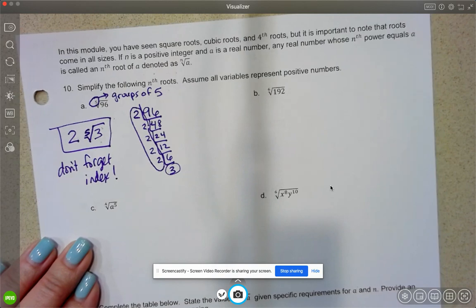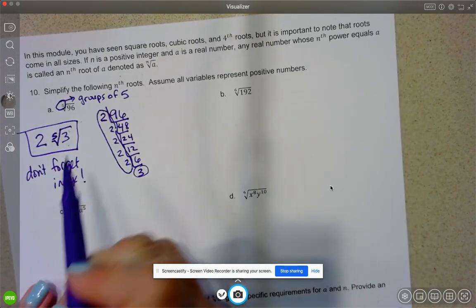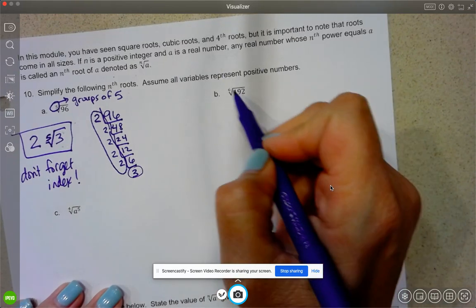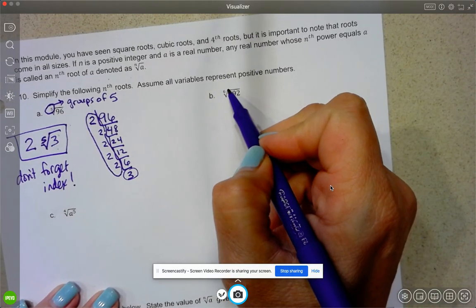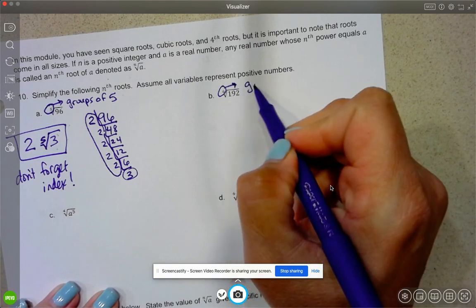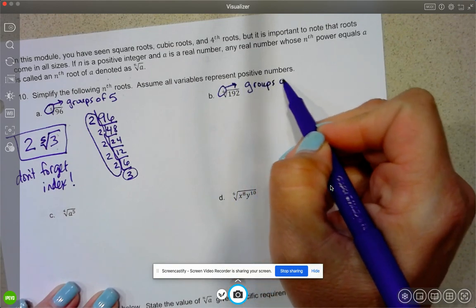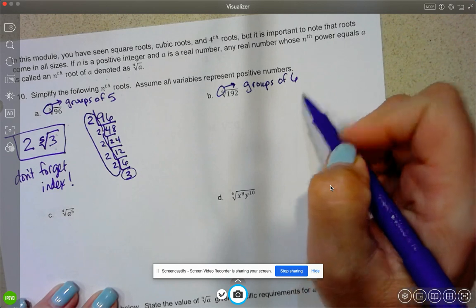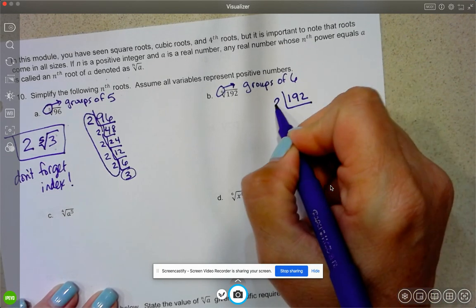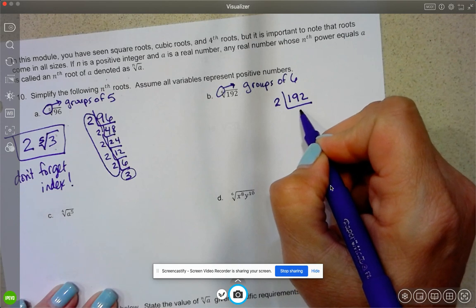We were doing square roots for so long, it seems like it's hard to remember to put the index in there. Okay, so now, since this index is 6, I want groups of 6. I'm looking for groups of 6 when I do this prime number tree. So 192 divisible by 2 is what, 81? Or no, 91? Wow.